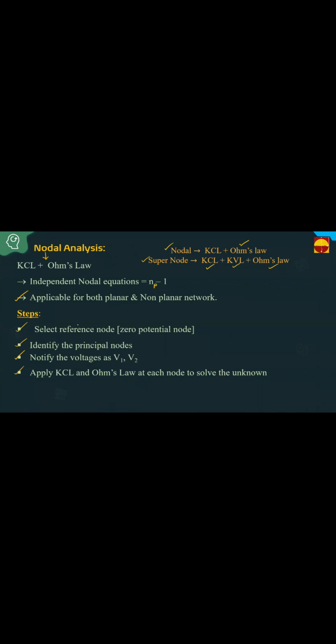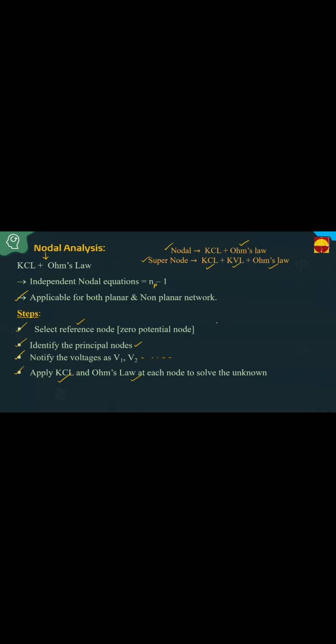In nodal analysis, select a reference node. Take any one node as the reference node. That node is considered as a zero potential node. And identify the principal nodes. How many principal nodes are there, that you have to identify. What is a principal node, friends? The node which is connected with more than two elements is taken as a principal node. And in all the nodes, you have to identify the voltages as V1, V2, V3, and so on. At every node, apply KCL and Ohm's law. Then by solving that, we can get the parameters you have to calculate.